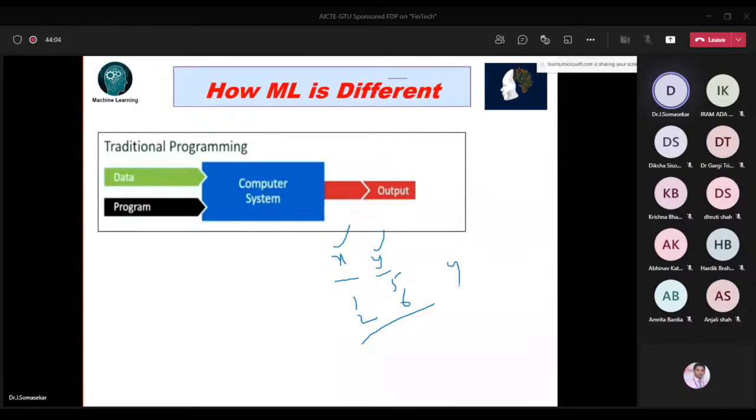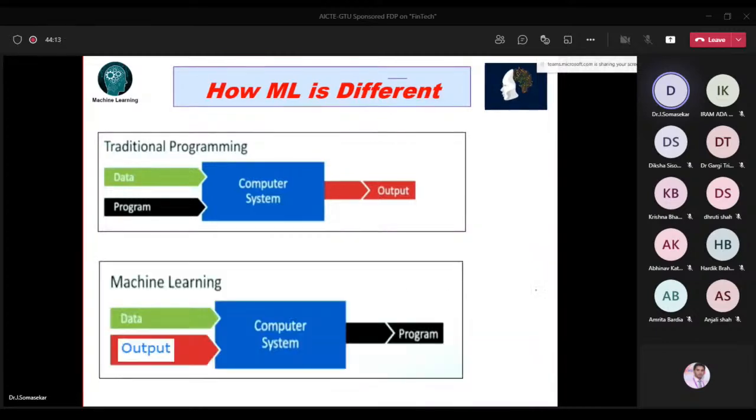Now X we have to give, and Y also we have to give as input to the system. Based on that, it will make a model. Let us assume the regression model we just discussed, and by using this model we are going to go for future value or prediction. So that is the meaning here. Data and output are the input to the system. It will make a program, and the program is nothing but an algorithm or model. By using that, we are going to evaluate the future value. That is the difference between traditional programming and machine learning.